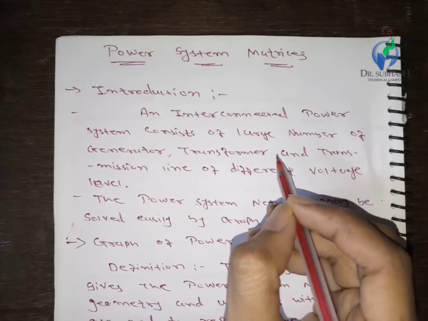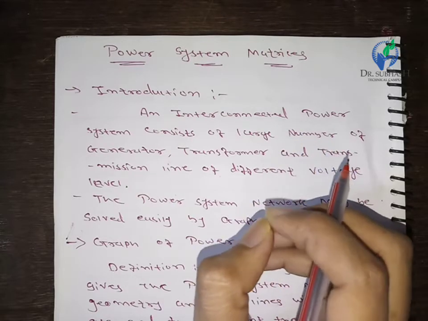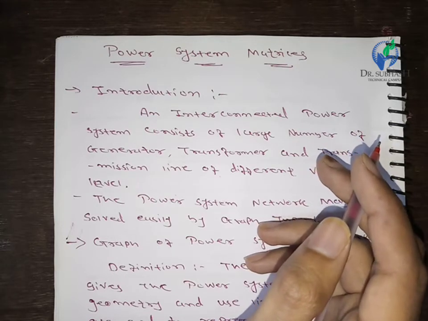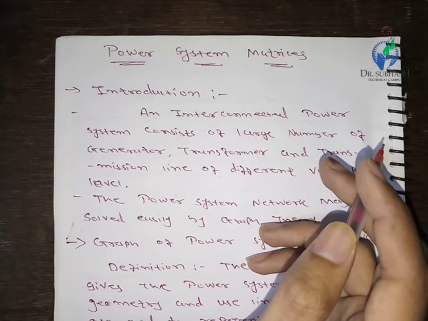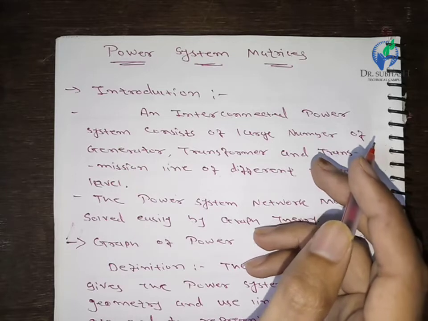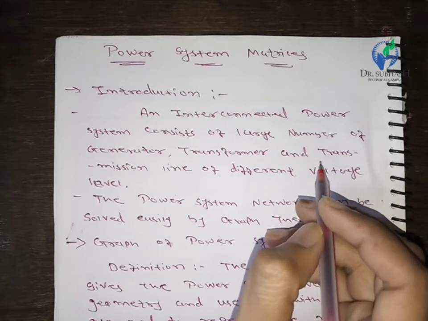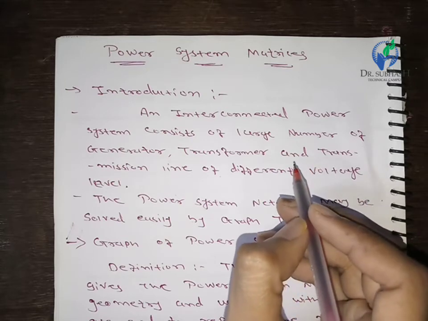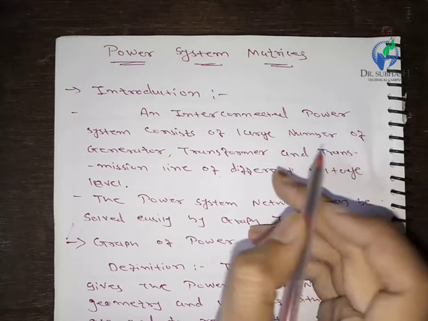The formation of the appropriate relationship between the independent and dependent variables is the integral part of the digital computer program for the solution of power system problems.